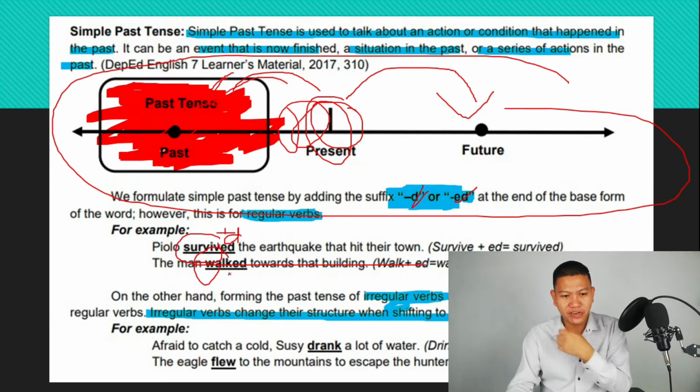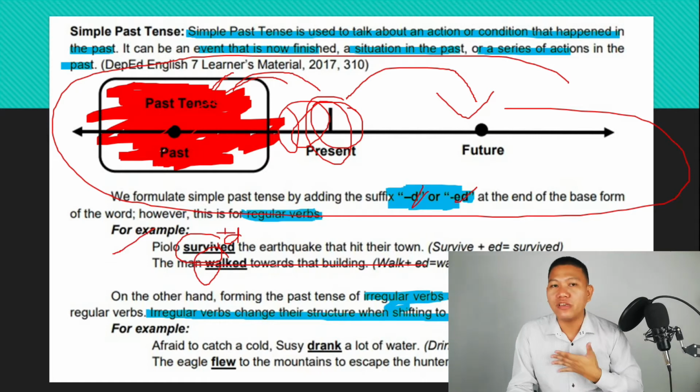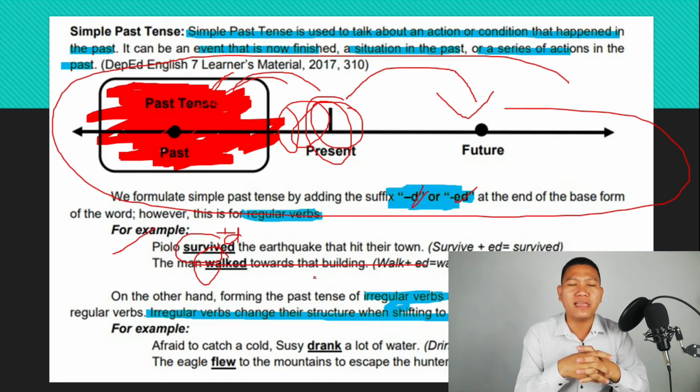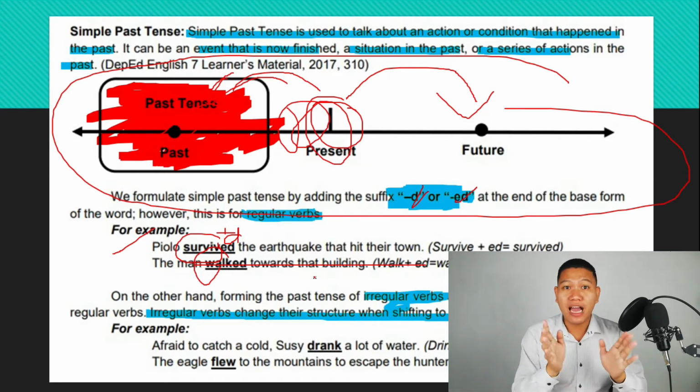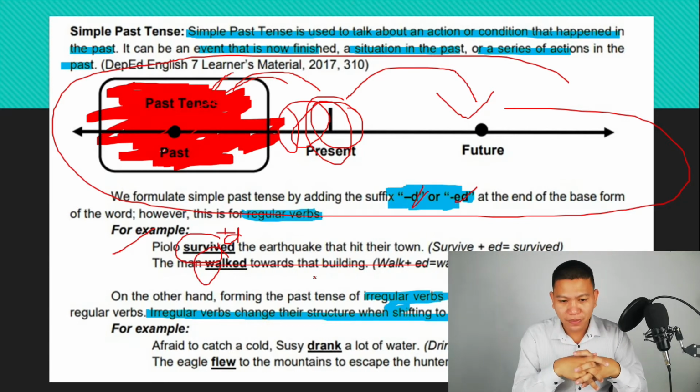So we could say here, if the verb ends with a vowel, we simply add D. If the regular verb ends with a consonant, we add ed. That's for a regular, I repeat, regular verb. Now when it comes to the irregular verb, this one is tricky. So it's not just that we simply add D or ed. Here we actually change the spelling of the verb. Alright? Let me give some examples.